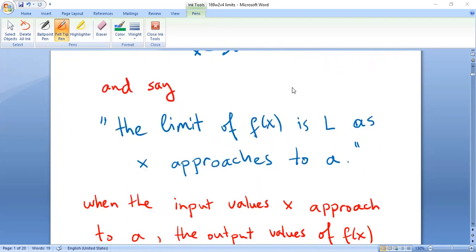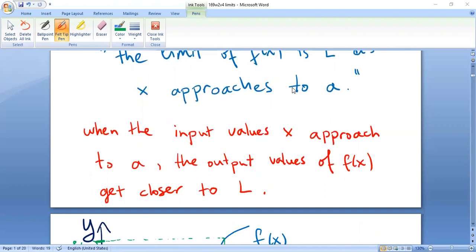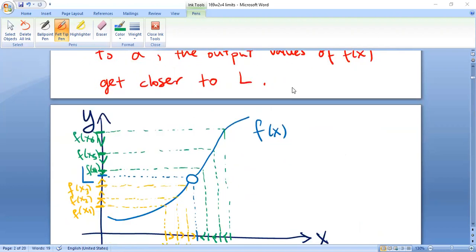Mathematically, when the input values x approach a, we are not talking about a itself, we are talking about the input values x approaching a, then the output values of f of x for these input values get closer to L. This is the limit of a function at a.